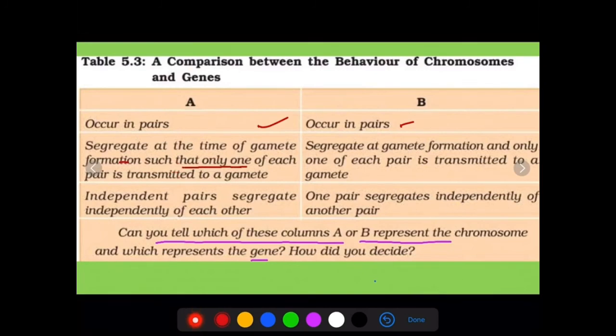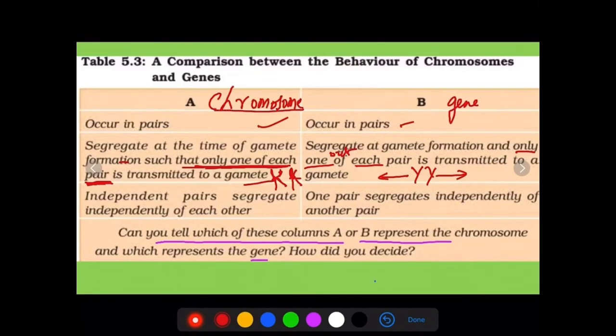only one of each pair. This is very important: only one of each pair of what? Chromosomes. Here they mean only one of each pair. So this is the pair of chromosomes, only one of each pair segregates at gamete formation, and here only one of each pair, it means one out of each pair. So this segregates and this segregates. Got it? Which one is the gene? This is the gene and this is the chromosome.